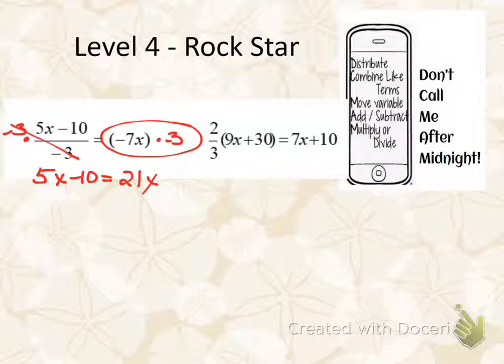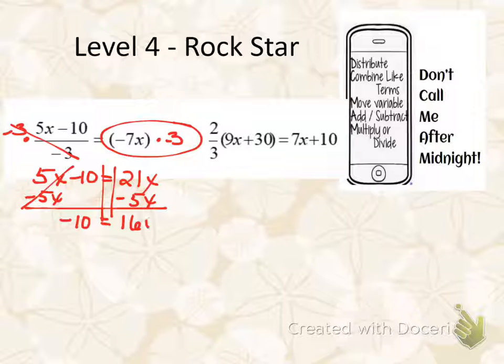You can move the 5x over here underneath the 21. So we have negative 5x. Sorry, minus 5x. That's easier for you to understand. So we get negative 10 equals 21 minus 5 is 16x. And then you divide both sides by 16.